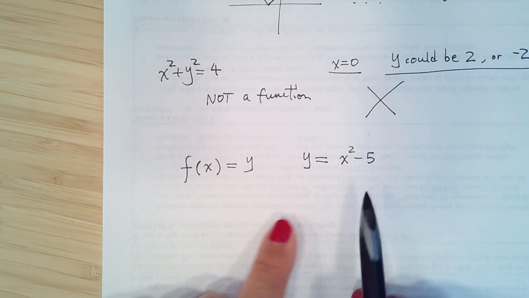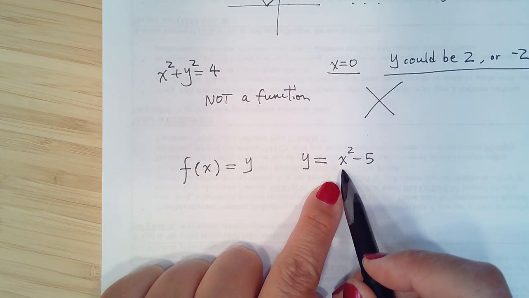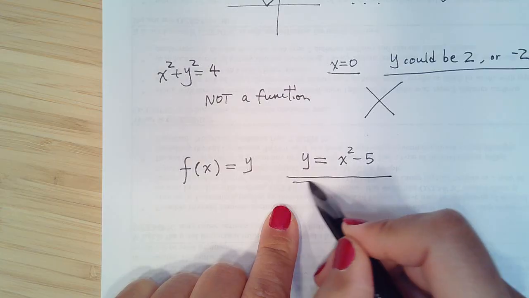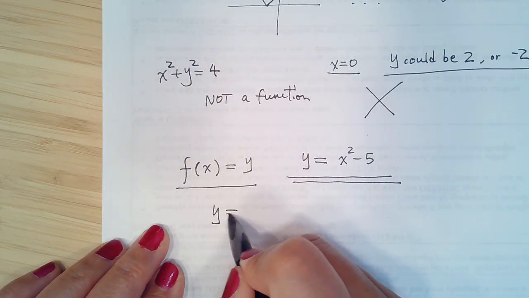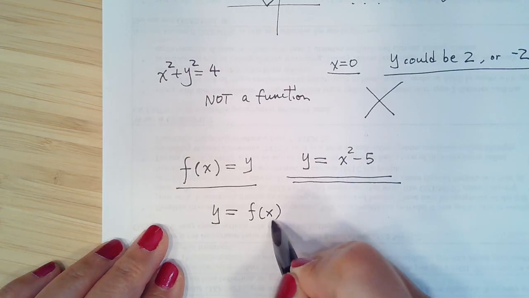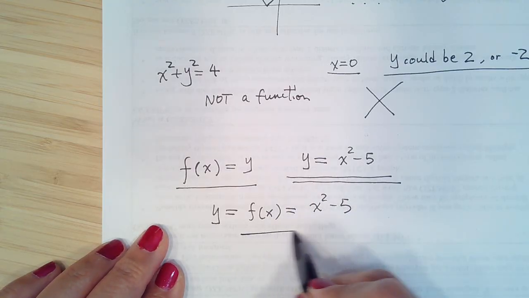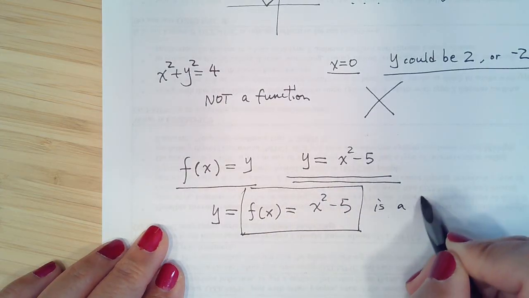If we know this, then is this a function? For any given x value, you square it, you minus 5, you get a y. So yes, it is a function. All right. And also we call this y equals f of x equals x squared minus 5. So this is a function.